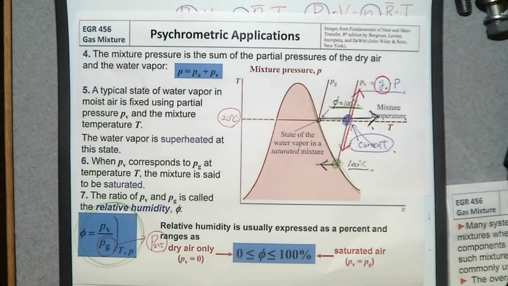So if you add any more water molecules, either in the form of vapor or liquid, it cannot be a vapor anymore. It's going to condense and become liquid. That's how we remove water by using an air conditioning system.